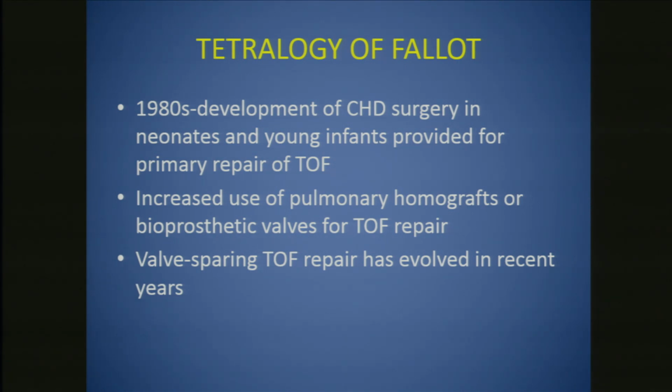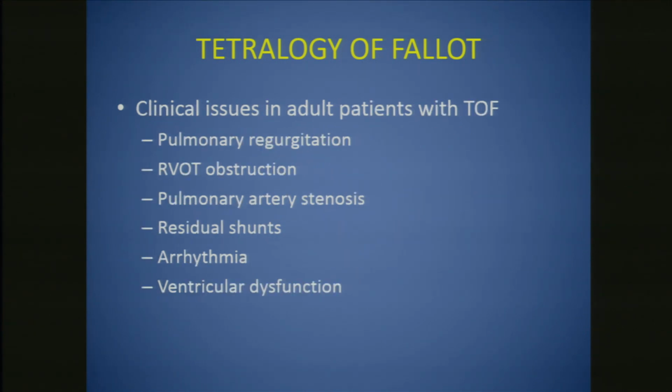Congenital heart disease surgery continued to evolve, and we were able to do surgery in neonates and young infants, and that provided for primary repair for tetralogy. There was an increased use of pulmonary homografts and bioprosthetic valves as surgery has evolved. And then in recent years, there's been an emphasis on valve sparing, trying to preserve the pulmonary valve if possible when doing a complete repair.